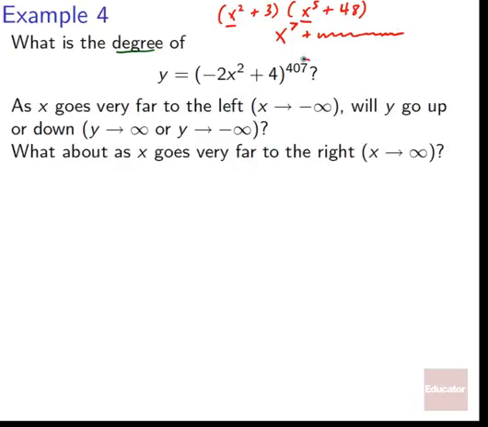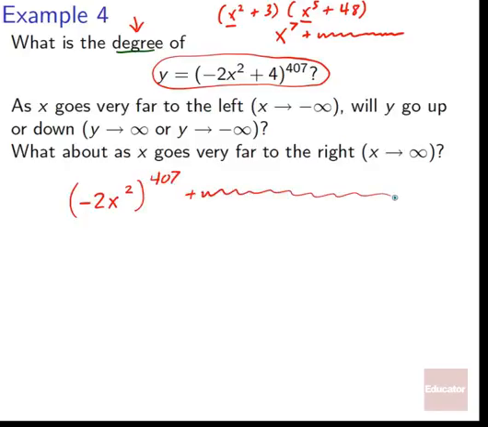It's going to be the exact same thing on this one. It's going to be that negative 2x squared. It's a question of how many times does negative 2x squared hit negative 2x squared, right? That's the only thing that's going to be able to really bring increases to the degree. There's going to be a whole bunch of other stuff, but we're not concerned with it because all they asked for was the degree. So it's going to be negative 2x squared raised to the 407 plus other stuff, but we don't care about the other stuff.